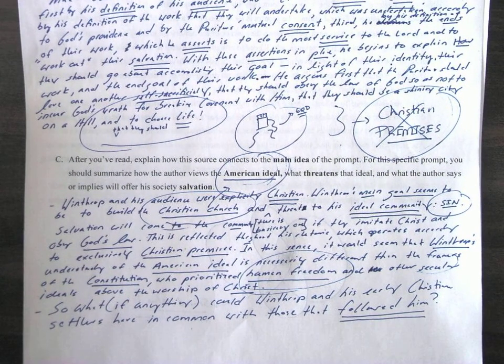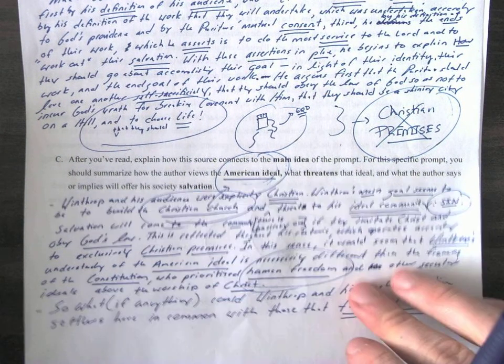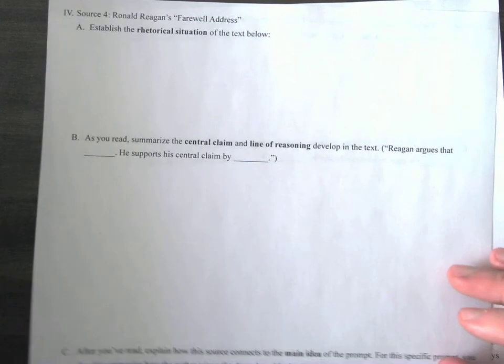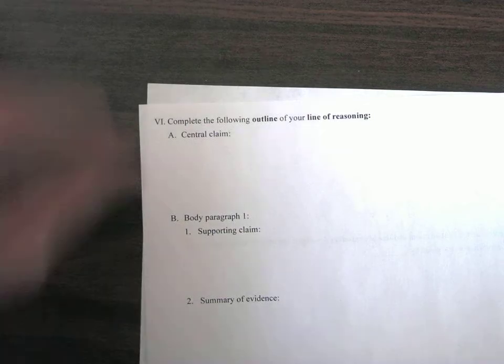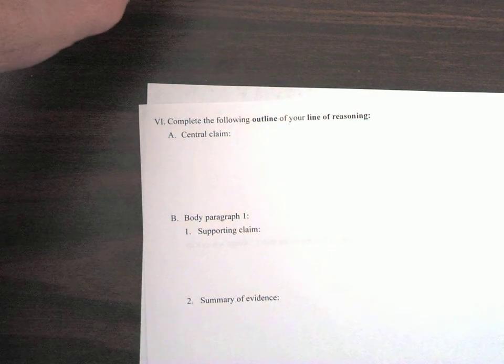All right, so when we reconvene on Tuesday, we're going to have a summative look at the rest of these documents that you need to be working through, including Reagan's source and Barack Obama's source. And then we're going to be working through our outline of the line of reasoning in response to the prompt. Okay, I hope you guys have an excellent day. That's all we have in front of us for now.